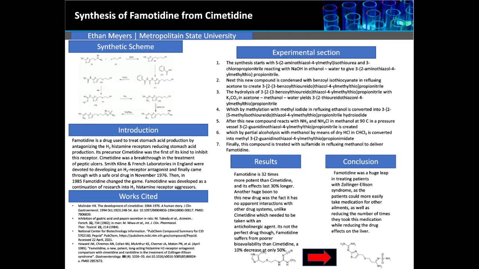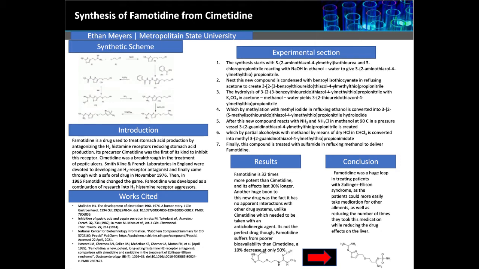After this, the new compound reacts with NH3 and NH4Cl in methanol at 90 degrees Celsius in a pressure vessel to get one of our last couple products, which by partial alcoholysis with methanol by means of dry HCl and CHCl3 is converted into our second to last product. Finally, that compound is treated with sulfonamide in refluxing methanol to deliver famotidine.